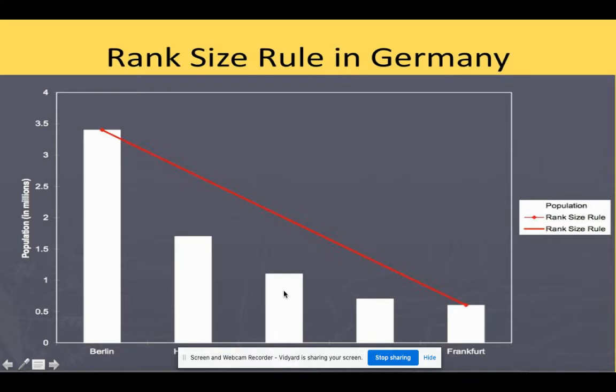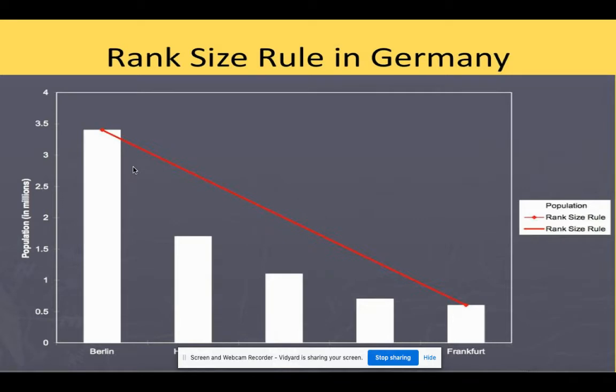The next largest city is roughly about half that. The third largest city is roughly about a third of the population. The fourth largest city is roughly about a fourth. And then the fifth largest city is roughly about a fifth. So it's not perfect, but most of the time, if you were to graph these numbers, it should come up sort of resembling a straight line.